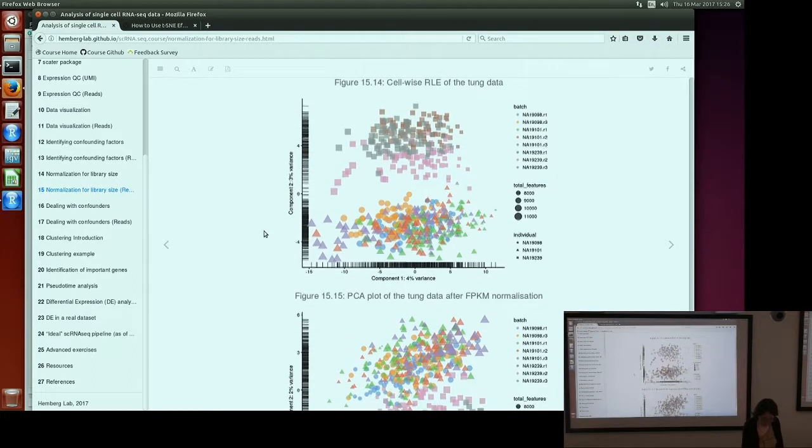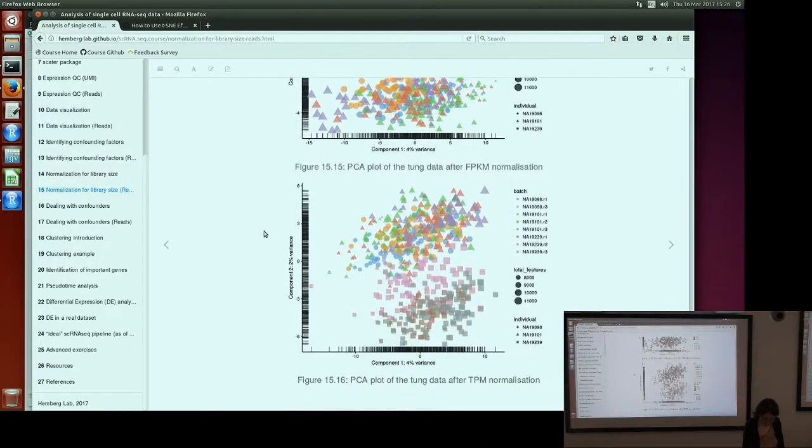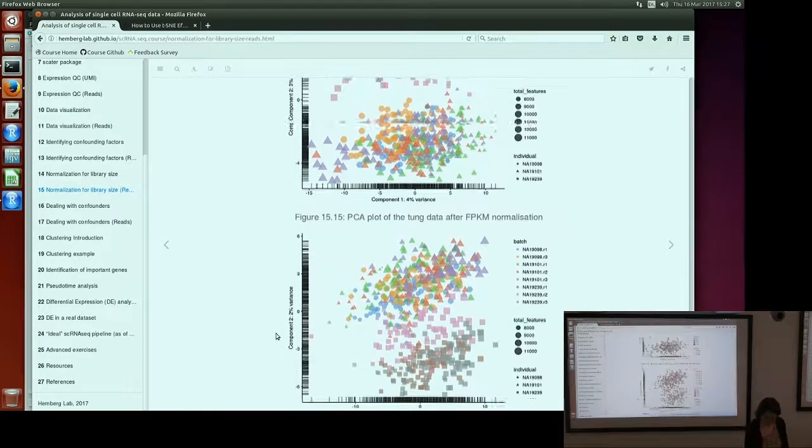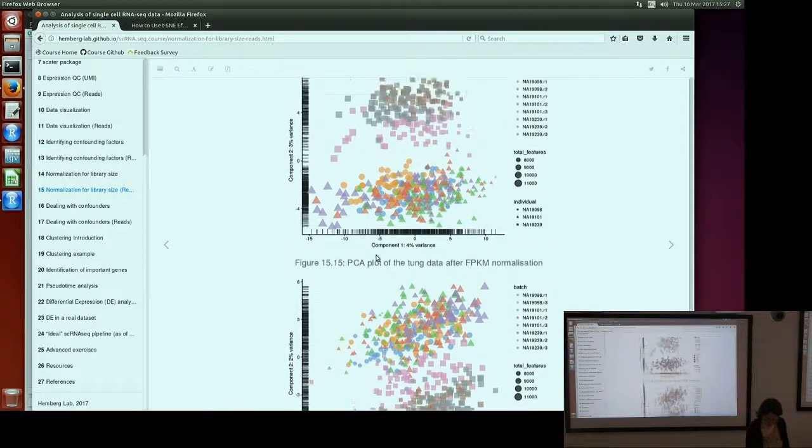For the reads, and then we did FPKMs and TPMs again. But again, this isn't relevant because we're only sequencing the 3' end of the transcripts, not the whole transcript. So it doesn't really make very much difference to the PCA plot.